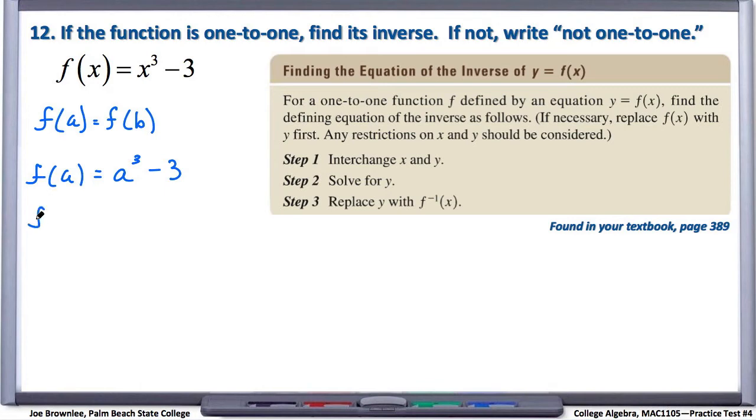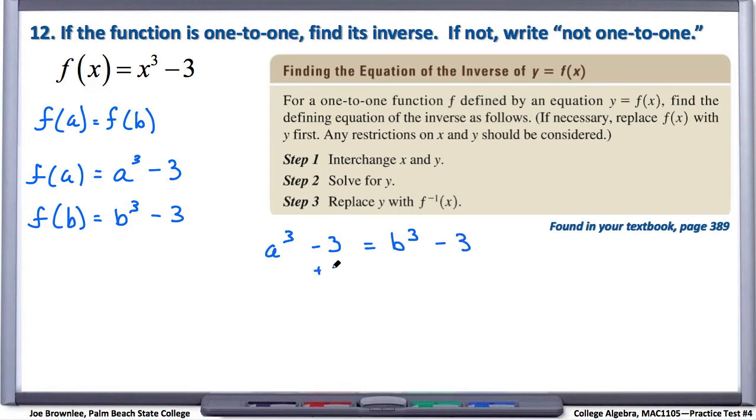How about f of b? Well, very similar. We're going to take the original function, take out the x, put in a b, and so we have b cubed minus 3. And now that we've found f of a and we've found f of b, let's set these two things equal to each other, clean it up, and see if we can get a equals b at the end. So we'll say a cubed minus 3 equals b cubed minus 3.